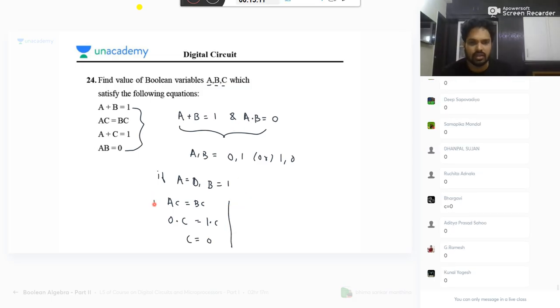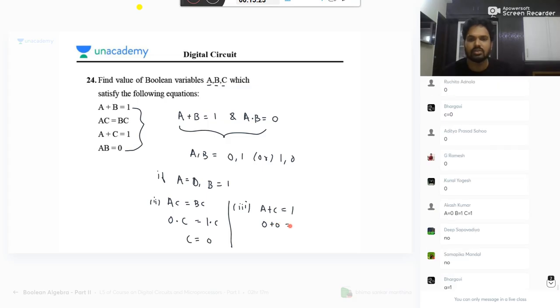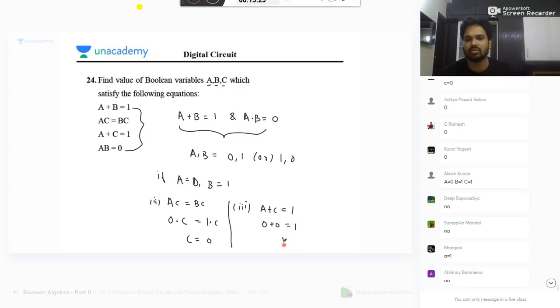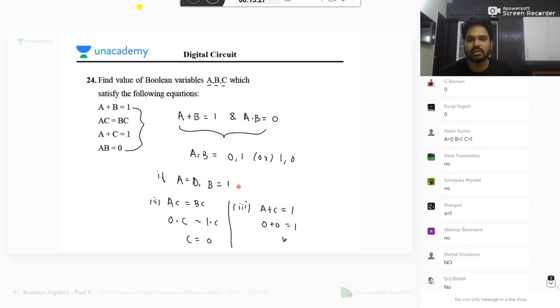This I have taken second one. Now take the third one. If you take A plus C equal to 1, is it satisfying? A plus C equal to 1. A is 0, C is 0. It is not satisfying. So you can say this is a wrong assumption. So you should start in reverse.